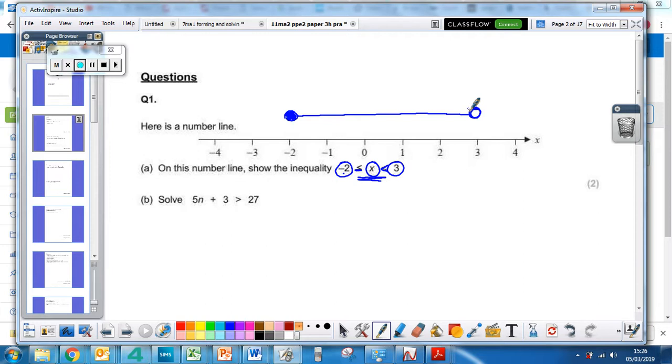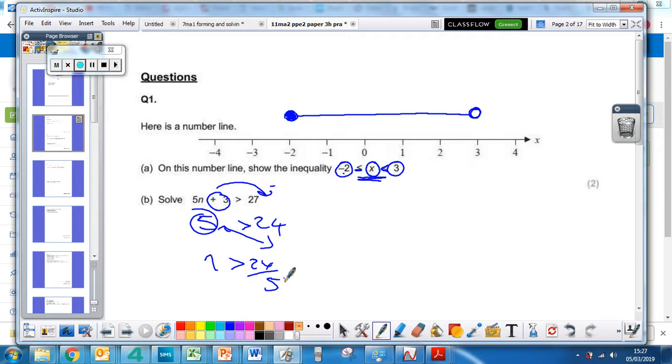Part B here asks us to solve an inequality. And remember, when you are solving inequalities, you imagine it was an equal sign and do what you would always do. So the first thing we do here is take the +3 over to the right-hand side where it becomes -3. So we get 5n is greater than 24. You now divide both sides by 5. So to divide both sides by 5 goes across, we get n is greater than 24 over 5. And that's absolutely fine to leave it as a final answer.